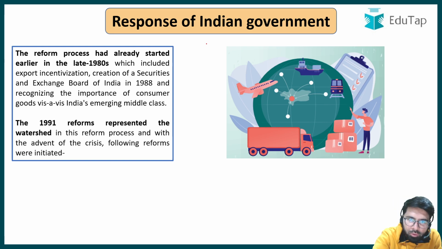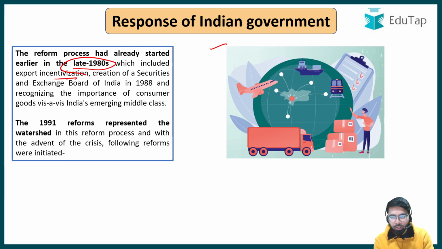So what exactly was the response of the Indian government to tackle that crisis? See, the reform process had already started earlier in the late 1980s, which included export incentivization. We had discussed that the Indian government had followed a policy of import substitution, and there was no incentive to propel the cause of exports. But export incentivization was followed from the late 7th 5-year plan, and the Securities and Exchange Board of India was created in 1988, recognizing the importance of consumer goods vis-a-vis India's emerging middle class.